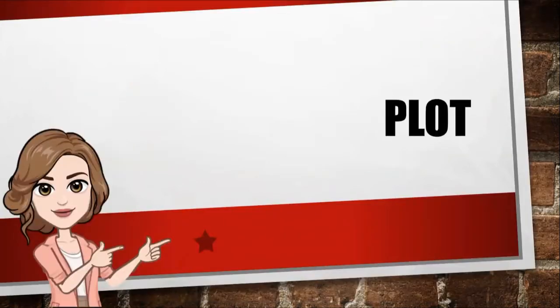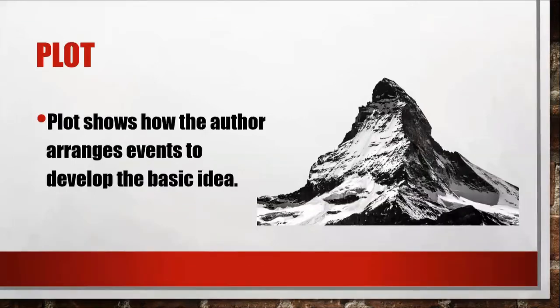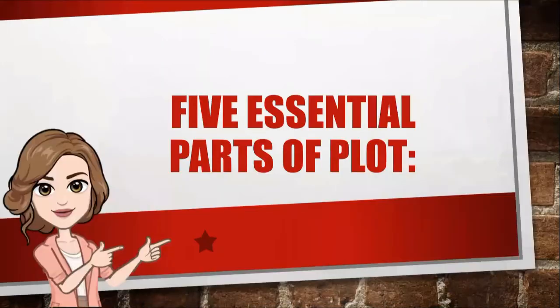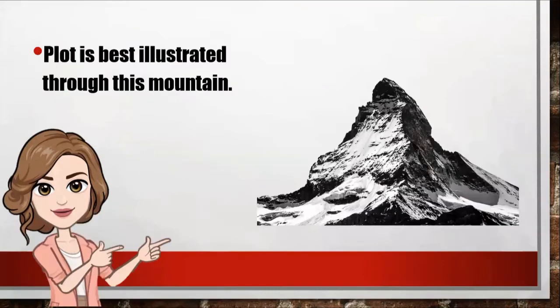Let us discuss the plot. The plot shows how the author arranges events to develop the basic idea. There are 5 essential parts of a plot, and this plot is best illustrated through this mountain. How does it happen? Here's how a mountain represents each part of a plot.